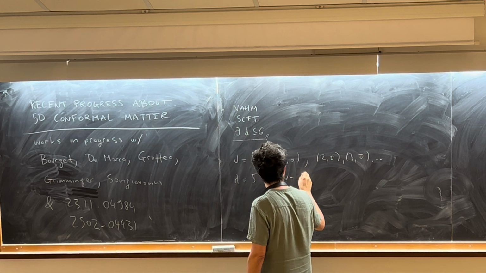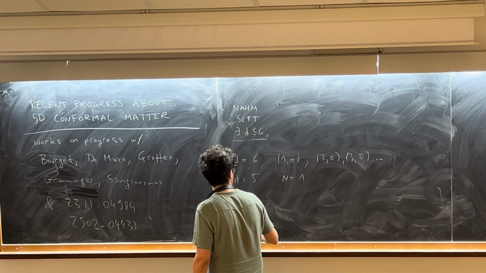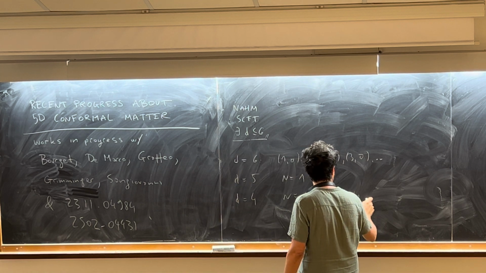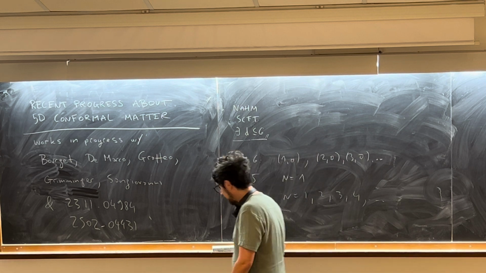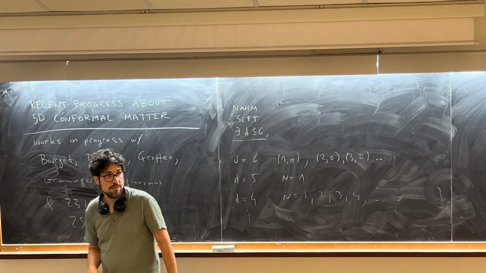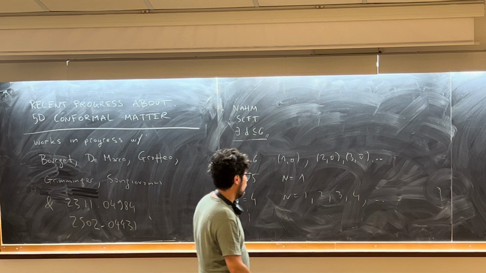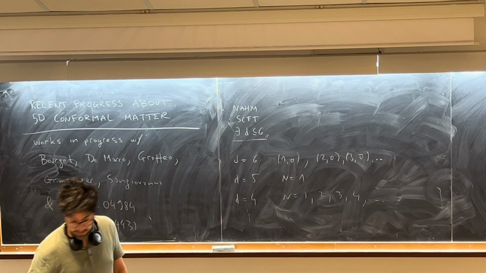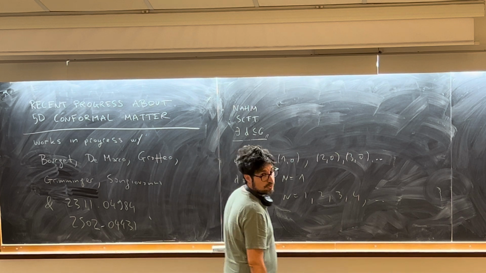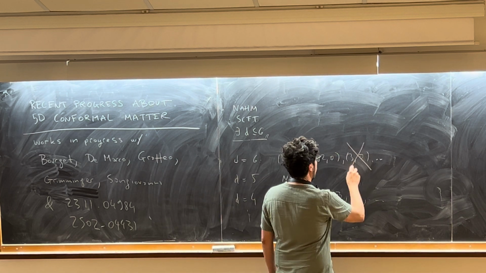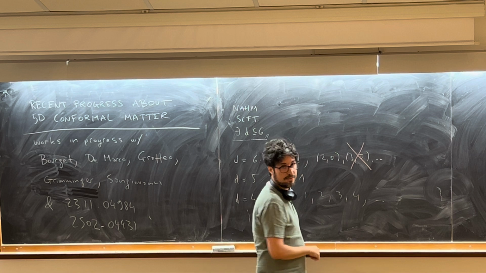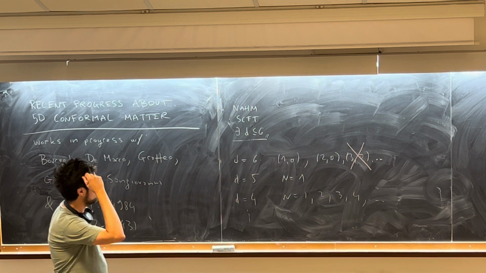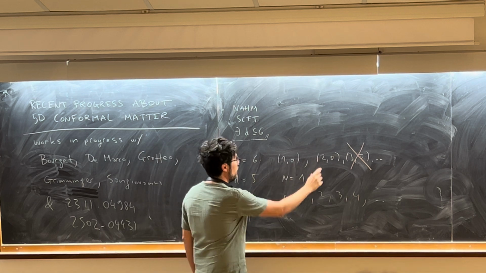There is only N equal to 1. In D equal to 4, the pattern continues. One has N equal to 1, 2, 3, 4, and so on. And it goes on in lower dimensions. So with the more fancy techniques, one can show that using the representation theory of superconformal algebras, if you want a conserved supermultiplet containing a stress tensor, then you have these bounds.